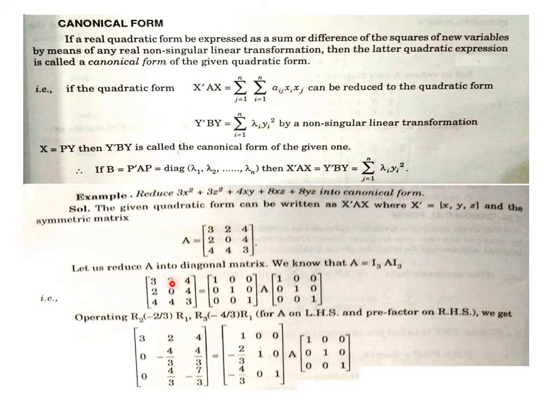That matrix A is to be reduced into diagonal form as per that theoretical instruction, and as we always know, A can be written as I3 A I3, A in between two identity matrices of 3 cross 3. Then we have to operate it through elementary row as well as column operations.